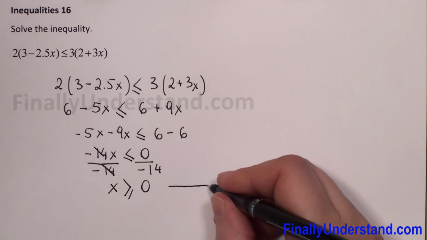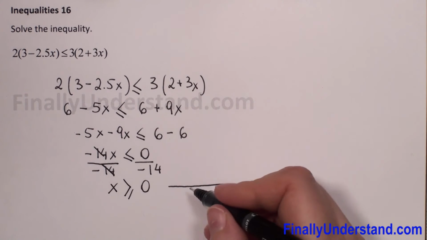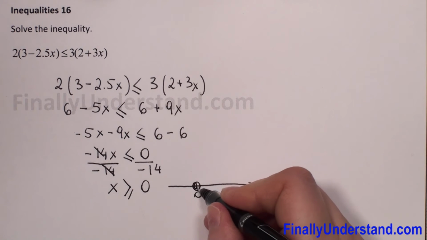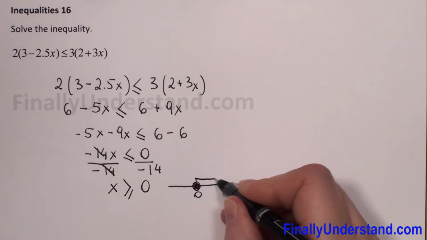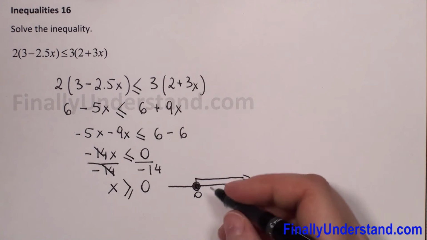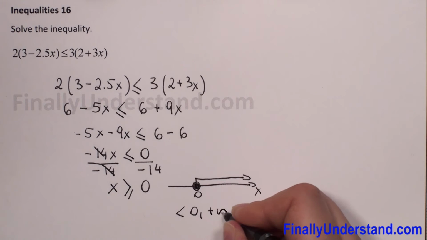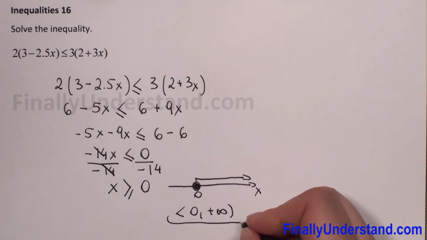So now I can draw the number line for x. We have 0, and because we have the sign greater than or equal to, 0 is included. So going to positive infinity, we have an interval closed on the left side from 0 to positive infinity. This is our solution, and like always we can check if it's correct.